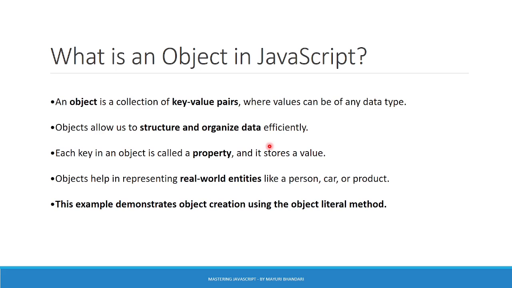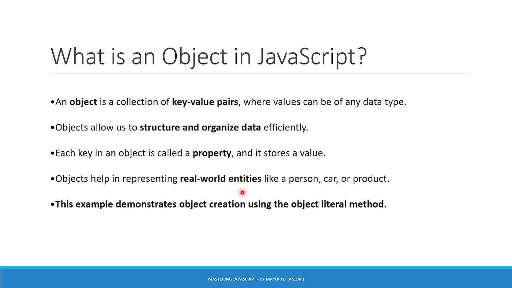Today we are diving into one of the most important concepts in JavaScript, objects. Let us first understand what an object is in JavaScript. In simple terms, an object is a collection of key value pairs. Each key represents a property and its value can be string, number, array, function or even another object.